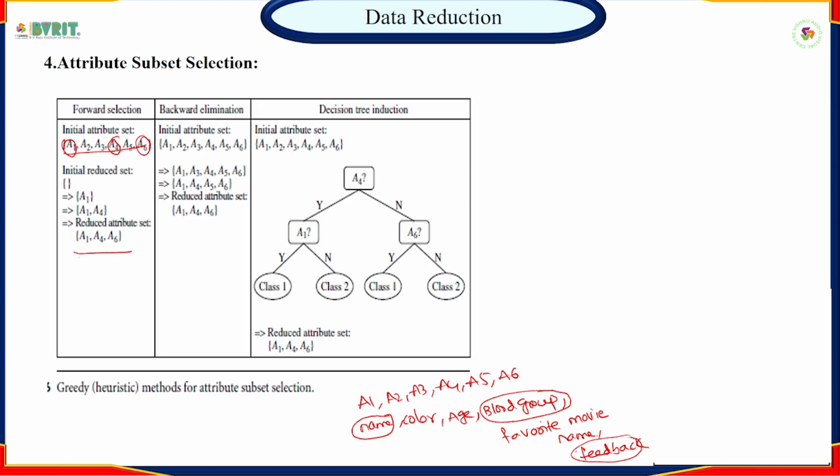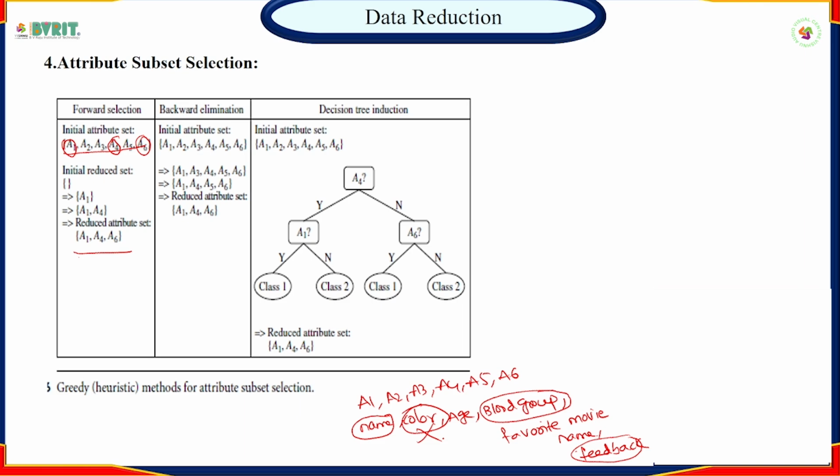Backward elimination means out of all these elements, we need to remove the unnecessary elements, going from back to first. So first I want to remove this feedback. See here, first they take 6 elements and then next they delete A2. A2 is color, they need to remove it. This does not reflect on the existing data set. That's why we need to remove this color value.